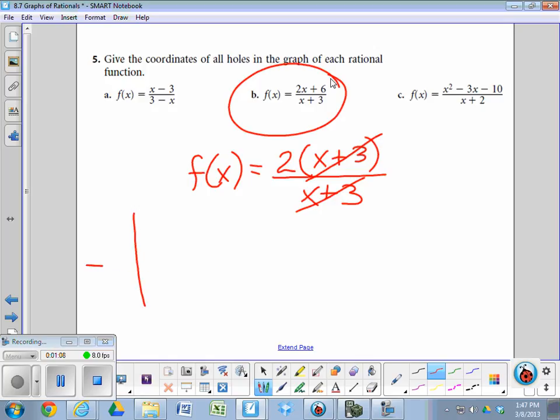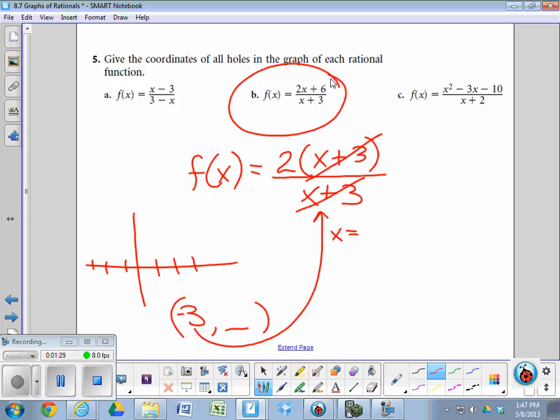That hole will occur at 3 comma something. It is going to be at 3 comma 2. And here's why. Sorry, negative 3. Thank you. All right? So what we needed to figure out was what x value would go in here and make the bottom 0. And that's negative 3. Okay? So negative 3 is where the trouble is going to occur. The question is, what y value goes with it?